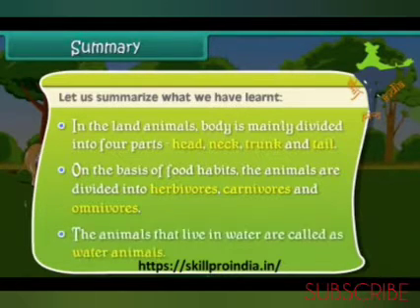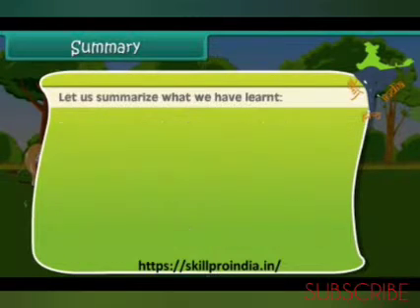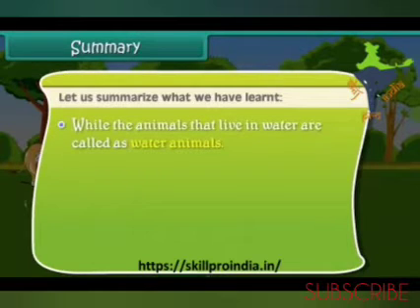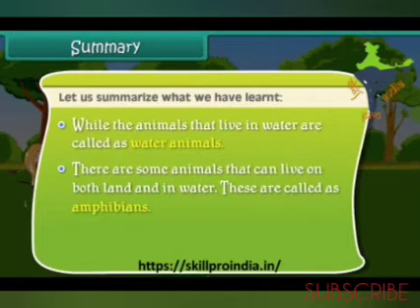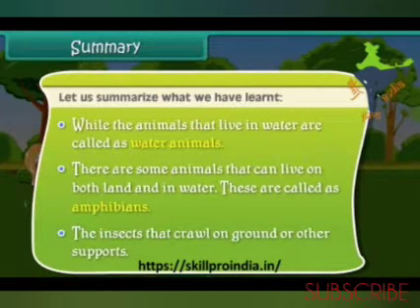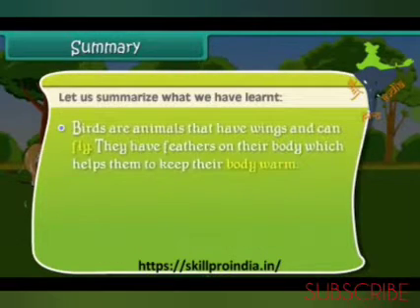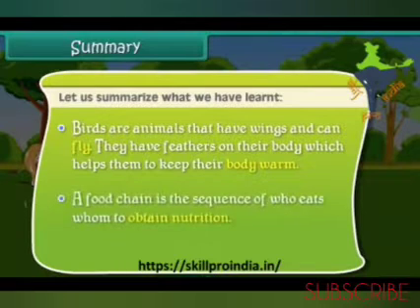The animals that live in water are called water animals. There are some animals that can live both on land and in water. These are called amphibians. The insects crawl on ground or other supports. Birds are animals that have wings and can fly. They have feathers on their body, which help them to keep their body warm. A food chain is the sequence of who eats whom to obtain nutrition.